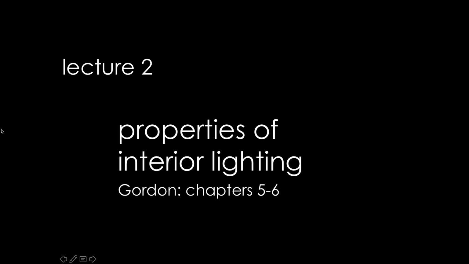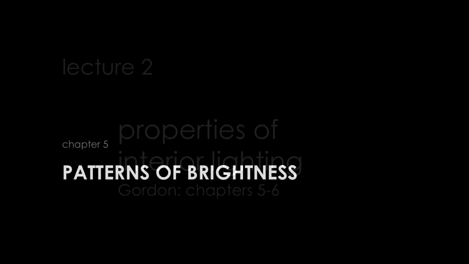Welcome to lecture number 2 for our lighting class, which talks about the properties of lighting, and that corresponds to chapters 5 and 6 in the Gary Gordon book. And let's start with chapter 5 and patterns of brightness.